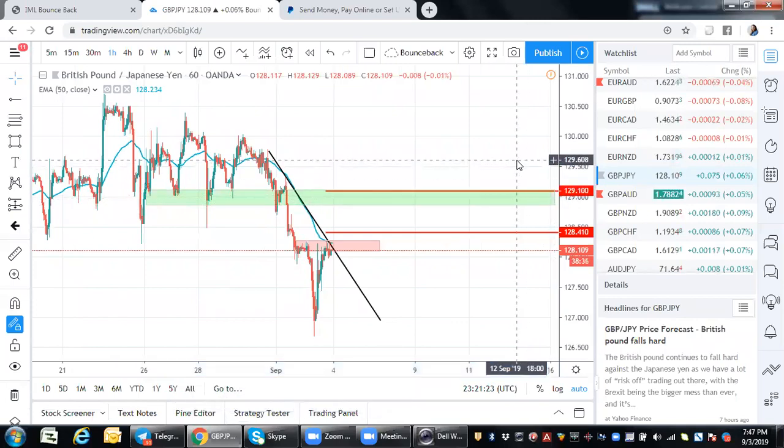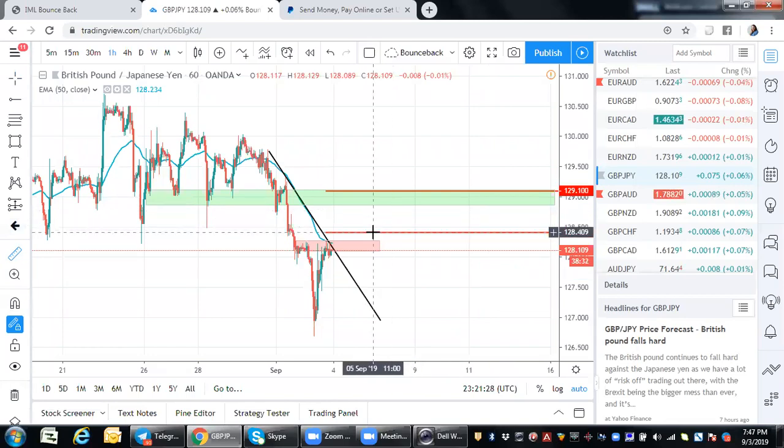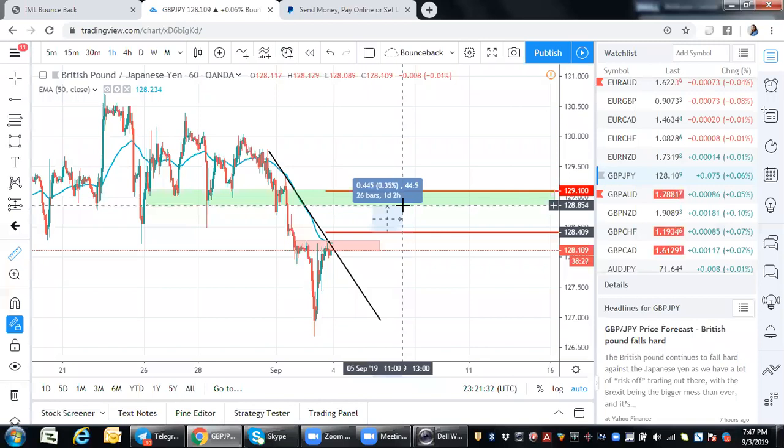Right? That's your take profit zone. So how many pips is that? Coming from here, that's about 44, between 44 and 46 pips.